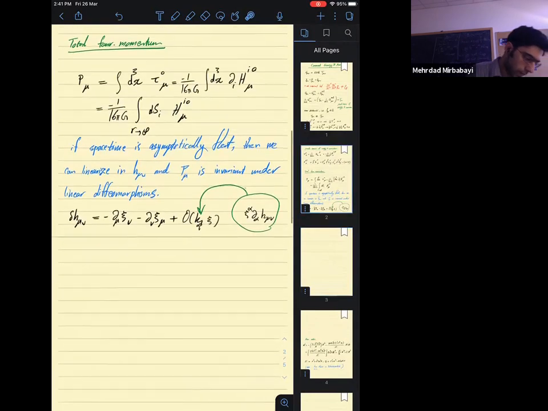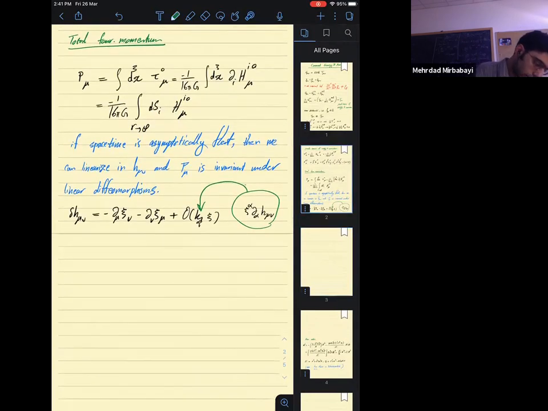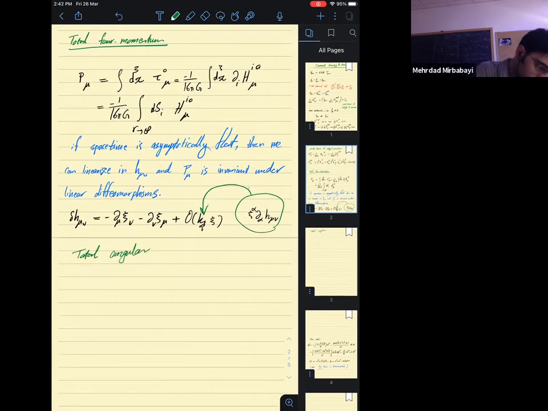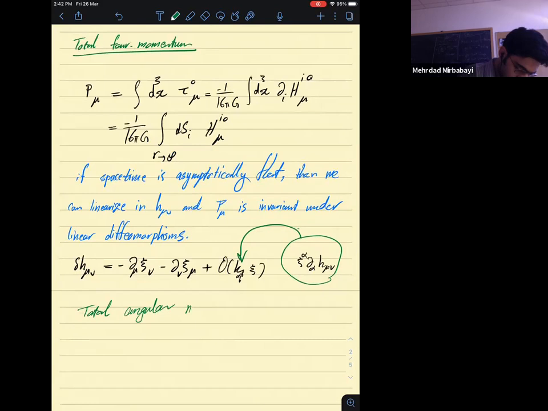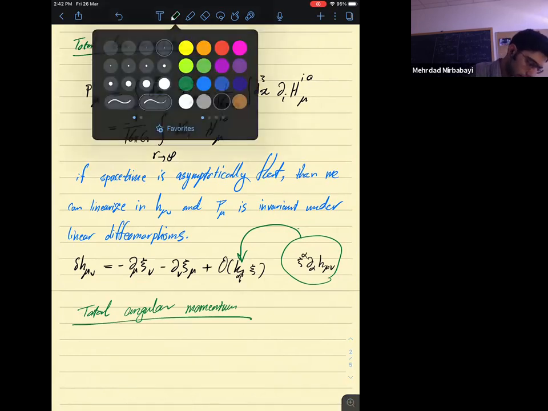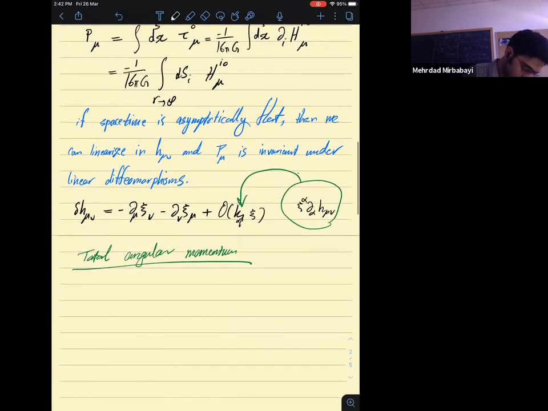define in a similar fashion, we can also define angular momentum or a spin. So we can talk about the total angular momentum of the space-time, and that is defined in a very natural way in terms of this same pseudo tensor.